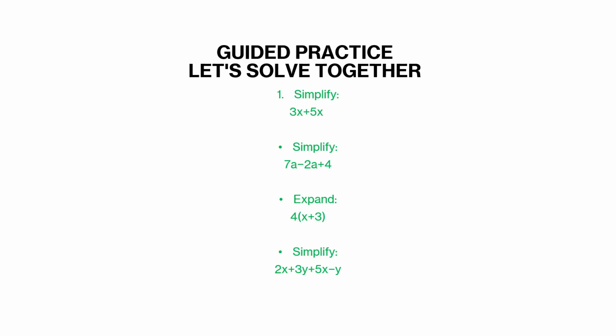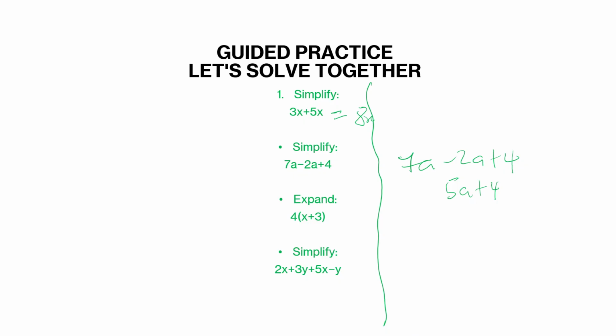Now this is a practice for you to simplify. Let's all go through this solution and see how best we have performed. We have 3x plus 5x, which will give you 8x. Then we have 7a minus 2a plus 4. The 7a and 2a are like terms. So 7a minus 2a will give you 5a plus 4.